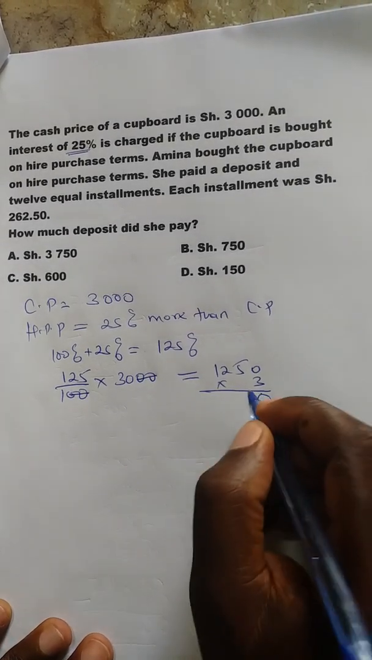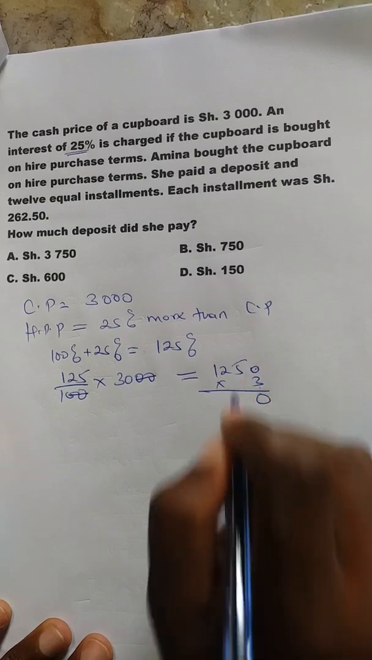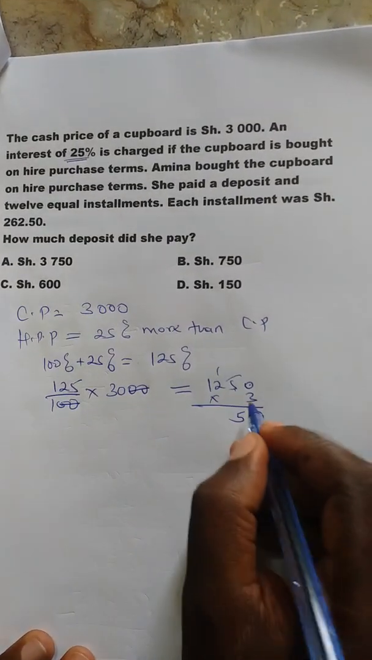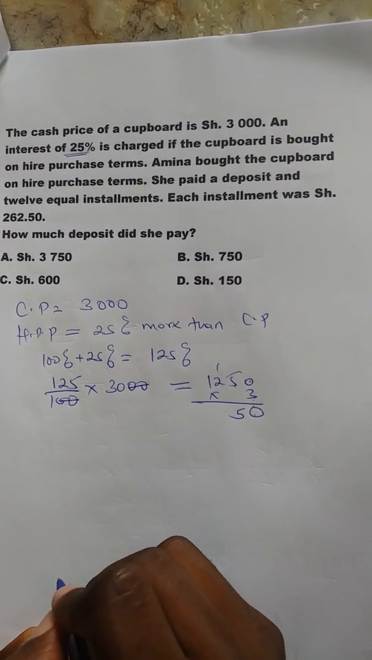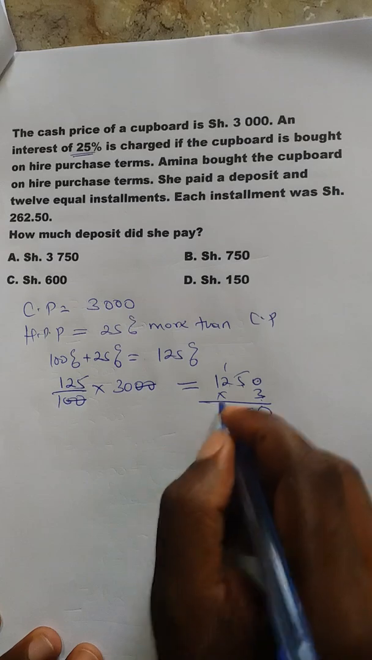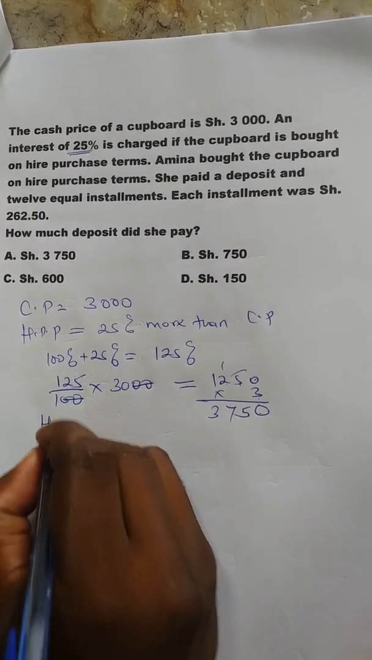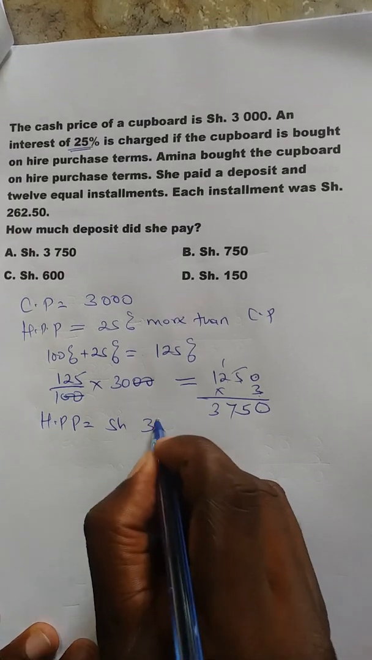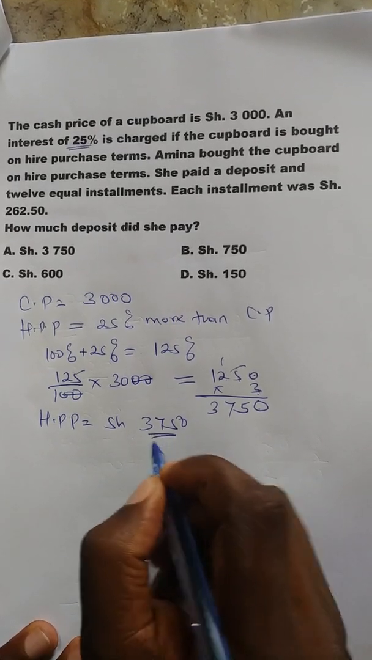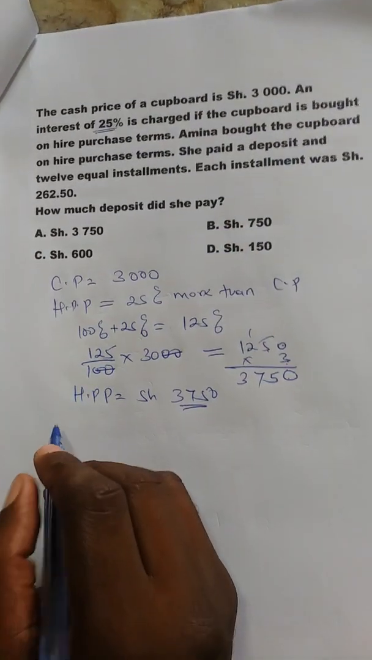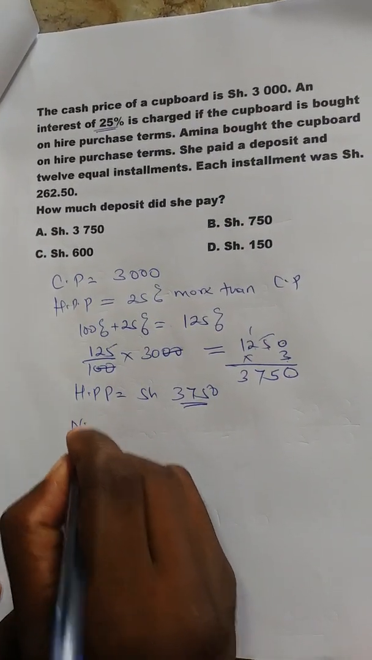0 times 0, 0. 3 times 0, 0. 3 times 5, 15. You write 5, carry 1. 3 times 2, 6 plus 1, 7. 3 times 1, 3. So our higher purchase price is shillings 3,750. We are told that Amina bought it by paying a deposit and 12 monthly installments.